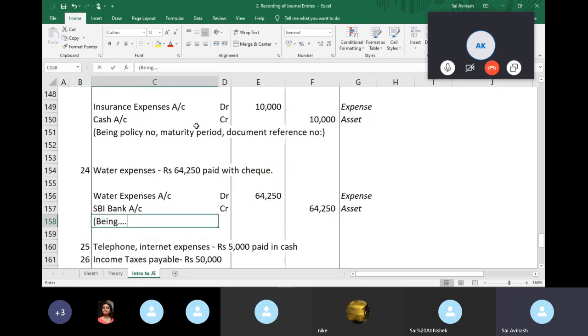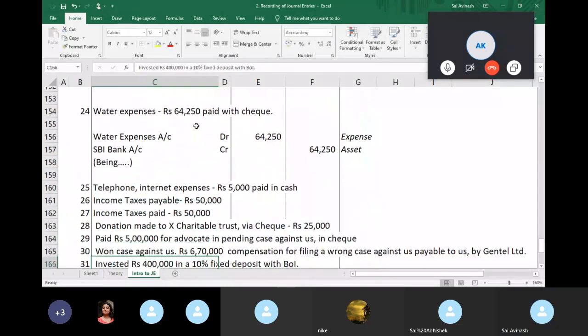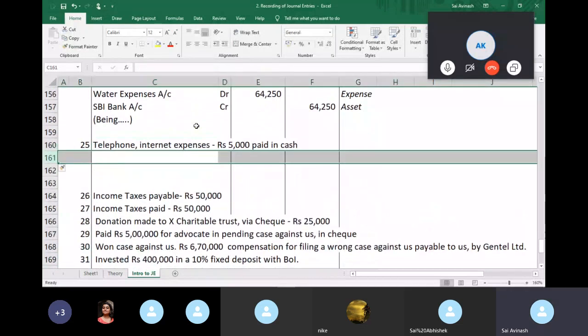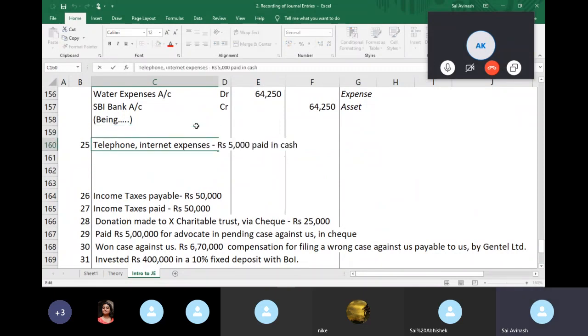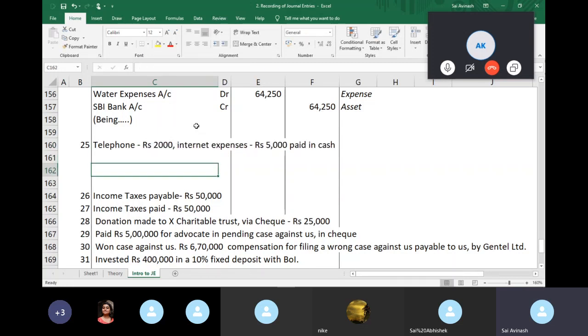And you can go ahead and type the narration, right? Internet, telephone expenses, 5,000 paid in cash. So let's say that, okay, let's make this interesting. I'll make this internet expenses rupees 2,000, right? And this is 5,000 paid in cash.